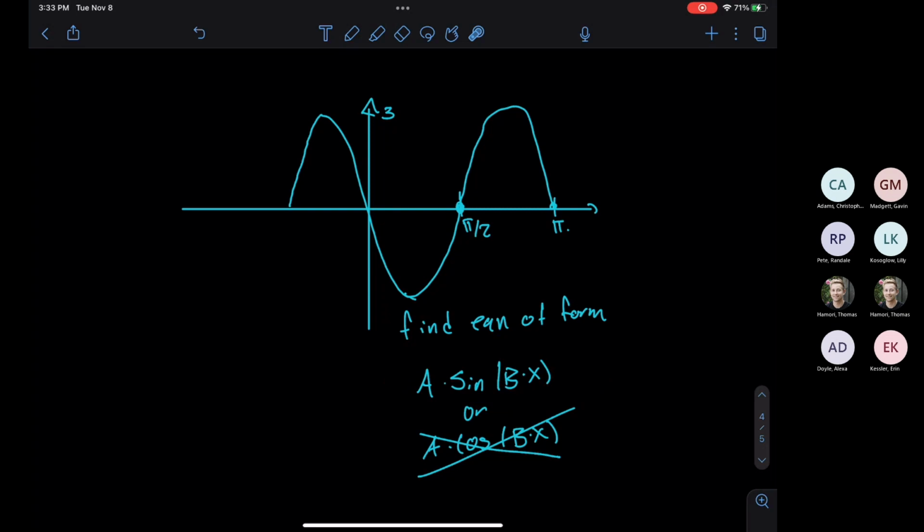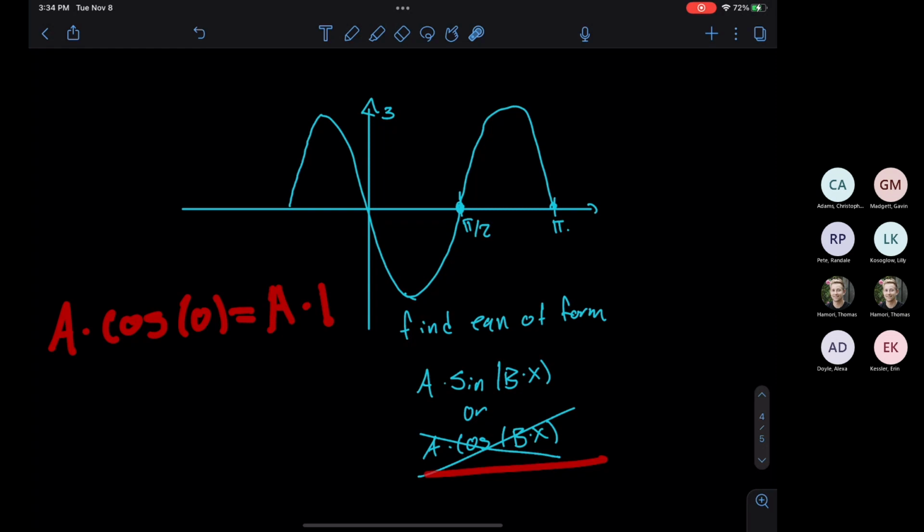So namely, if x is 0, then what is this going to be? B times x would be 0. And what is sine of 0? Always 0. So no matter what you multiply it with, a here, it's going to be 0. And we see that reflected in the graph here. What is cosine of 0? A times cosine of 0 would be what? Would be a times 1, which would be a.